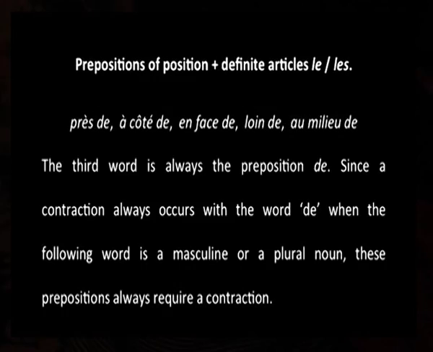There are many prepositions of position: près de, à côté de, en face de, loin de, au milieu de, that are composed of three words. The third word is always the preposition de. Since a contraction always occurs with the word de when the following word is a masculine or a plural noun, these prepositions always require a contraction. So when the following word is a definite article, a contraction always takes place.